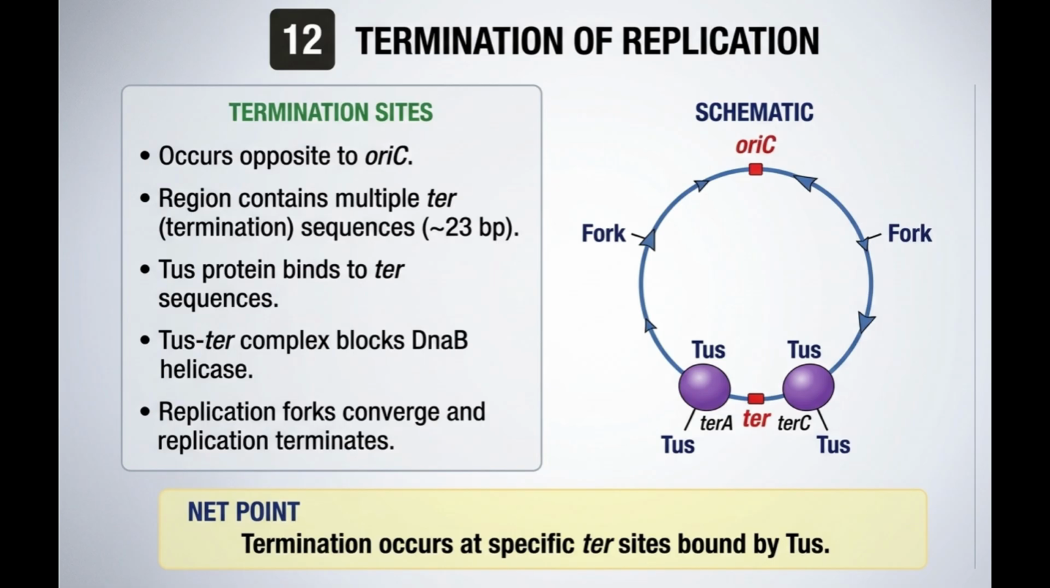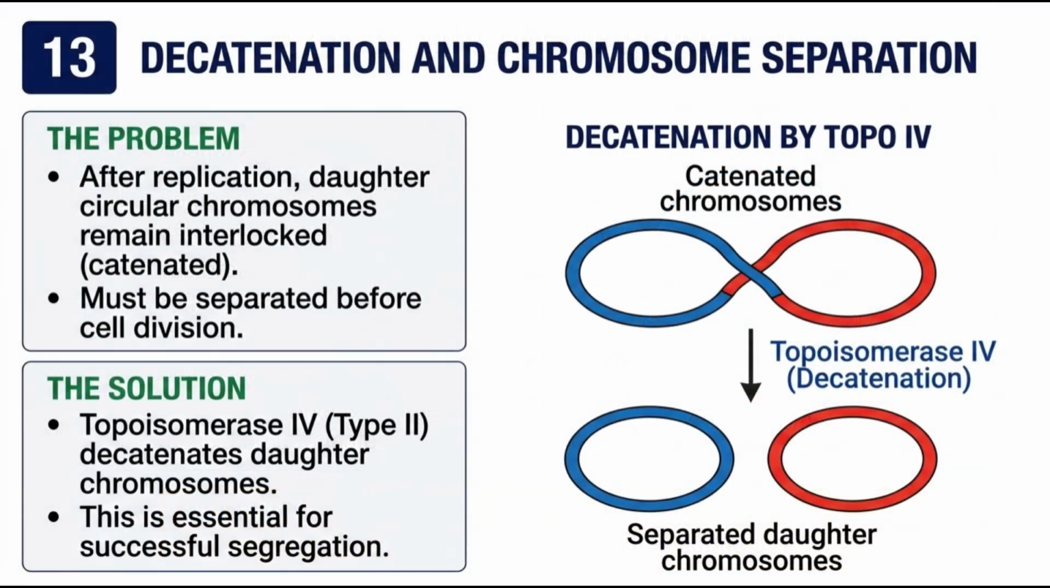Tus binds TER sequences and blocks helicase progression in a directional manner. As a result, replication forks stop when they reach the Tus-Ter complex. Eventually, both replication forks converge and replication terminates. Termination therefore occurs at specific loci rather than random positions.